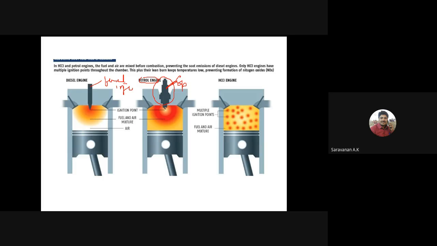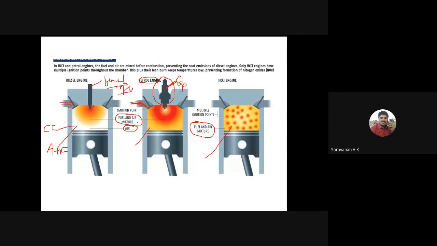So spark plug. In the inlet valve of the SI engines, we supply the air and fuel mixture. In the petrol engine we supply the air and fuel mixture, and for the diesel engine we supply only the air, and the fuel is injected through the fuel injector. So the combustion chamber will have the air and fuel mixture.